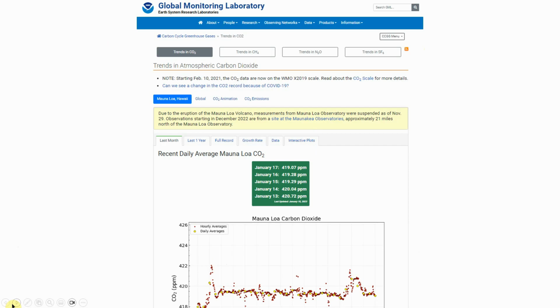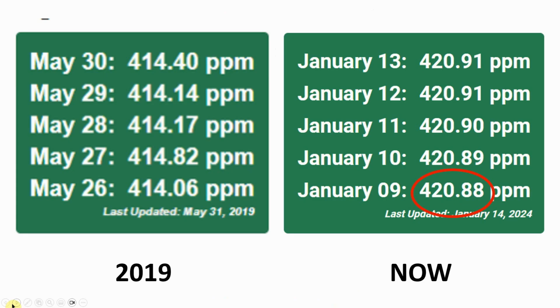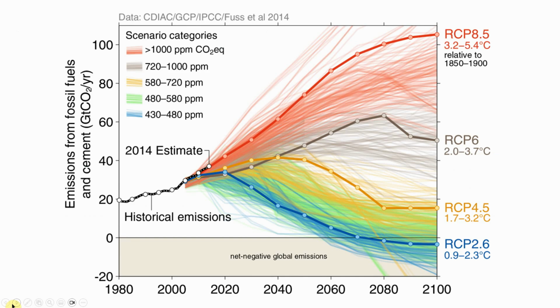This is a NOAA U.S. government website that is bringing data down from a weather station in Hawaii. It was chosen in Hawaii because it's very clear air there, not as affected by cities. And we can see the level of carbon dioxide in the atmosphere rising. The first time I looked at this was before 2019, but here 2019 was 414, and in January 2024, so a little over a year ago, I looked there and it was 420. So it's going up. Again, it's pretty simple.